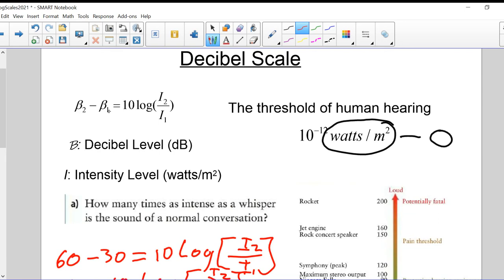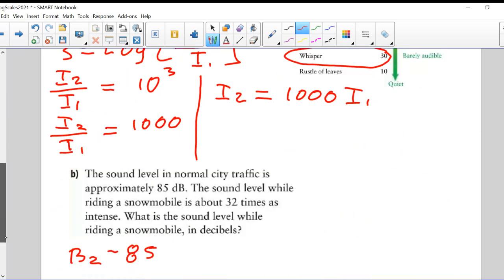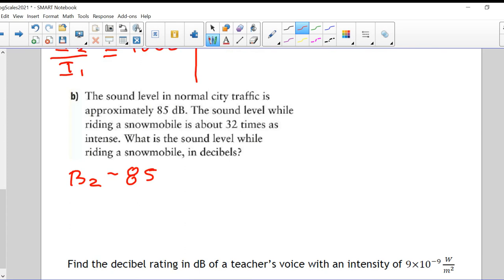So I know the decibel level of the softer sound. That's my B1. I don't know the more intense sound. That's my B2. So I'm going to put that as B2 minus 85 is equal to 10 times the log. It says it's 32 times more intense. So what are we solving for? We're solving for B2. Yes, Ryan, we're trying to solve for the B2. It's 32 times more intense.